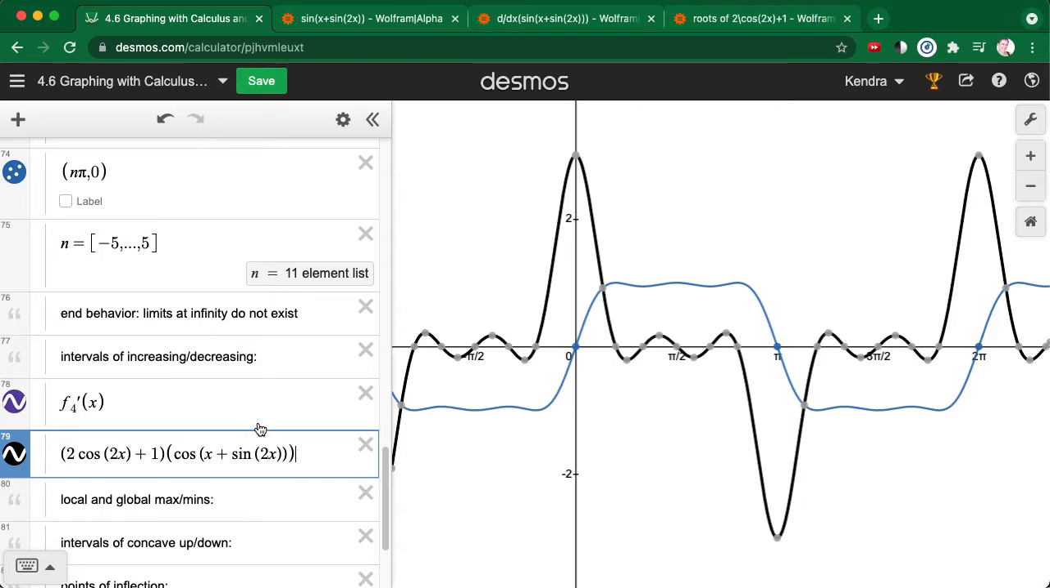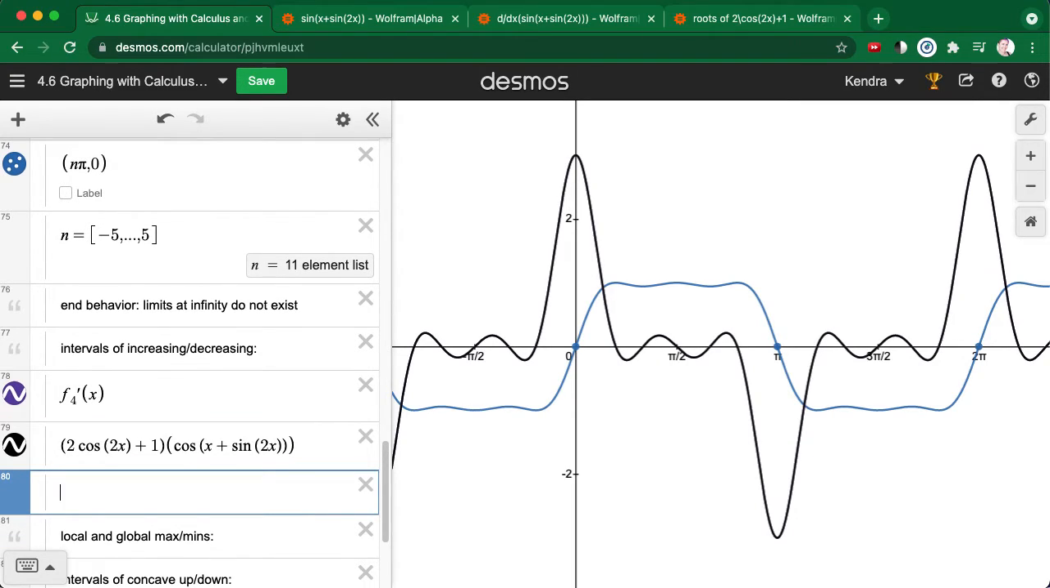So, where was I? F4 prime equals 0, where x equals pi over 3 plus n pi, and where x equals negative pi over 3 plus n pi. Okay.